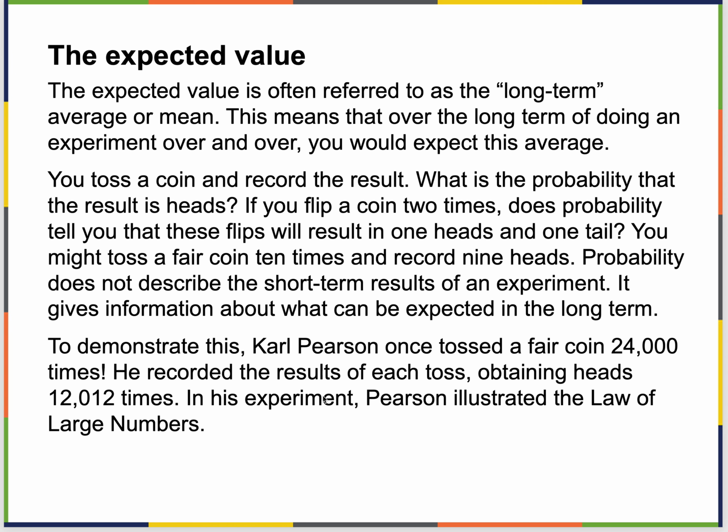So Karl Pearson, one of the first statisticians in history, once tossed a fair coin 24,000 times. Hopefully you had help doing it. He recorded the result of each toss, obtaining heads 12,012 times. In this experiment, Pearson illustrated what was called the law of large numbers. The more I do this, the closer it gets to that theoretical probability of 50%. Even on 24,000 times.